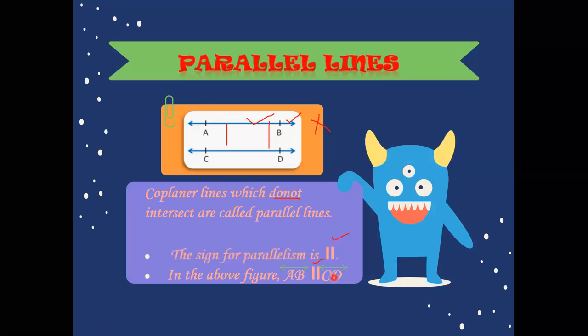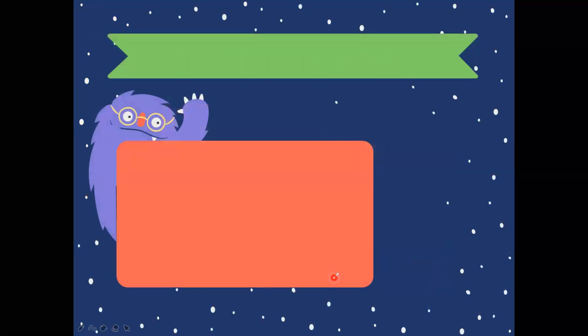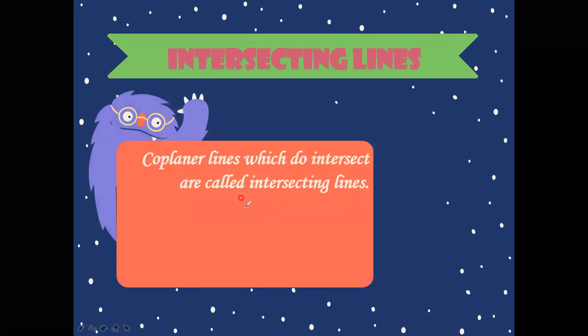Now let's move on to topic number two, that is intersecting lines. So what are intersecting lines? Coplanar lines. Again, what type of lines? Coplanar means the lines that lie on one plane. So if you have any two coplanar lines which do intersect, they are called intersecting lines.